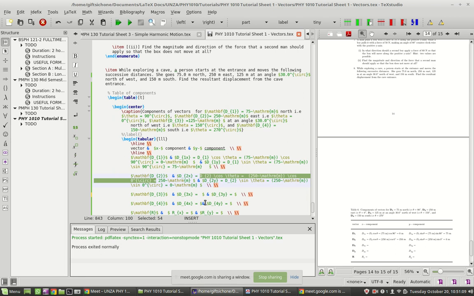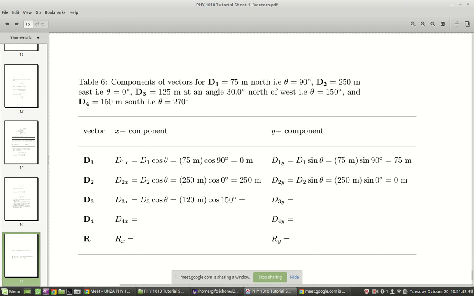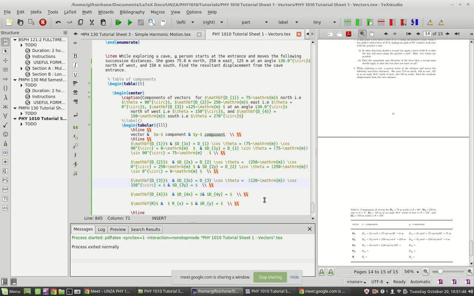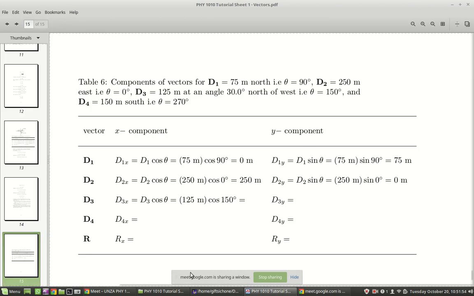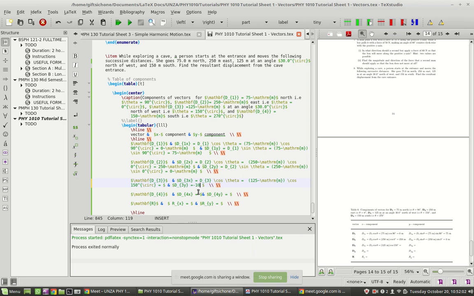I have to type, just wait a minute. So D3x is 125 cos theta. Cos how much? Cos 150. Sorry, 125. I had written 120. 125 cos 150. Yes. That's how much? Negative 108.25 meters. That's D3x, basically.